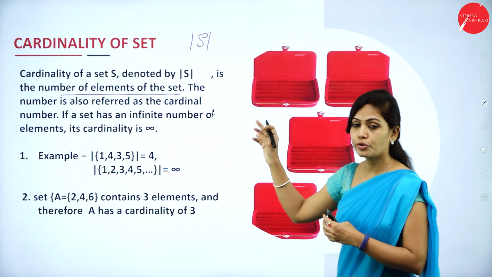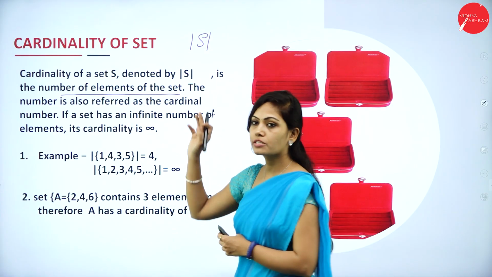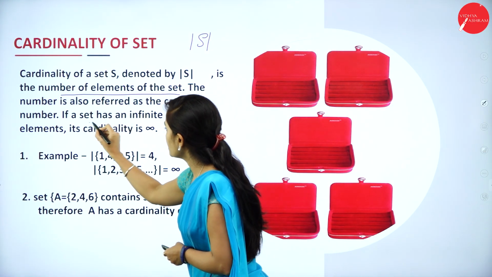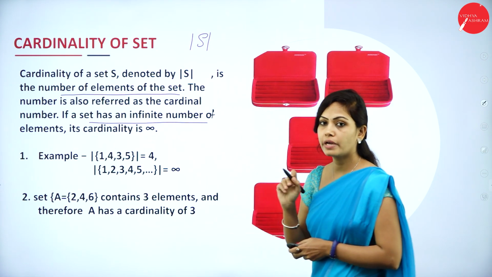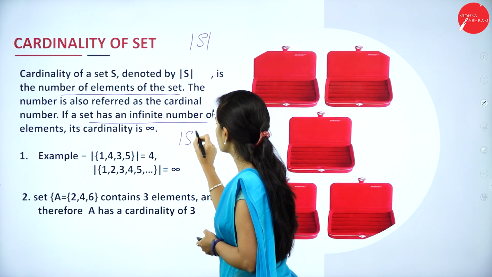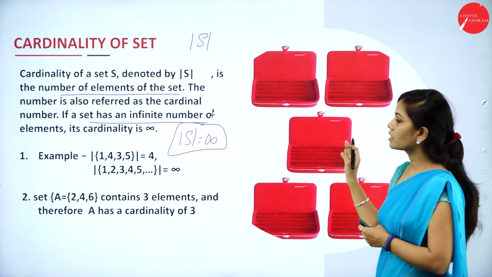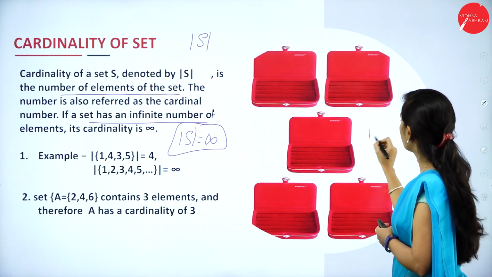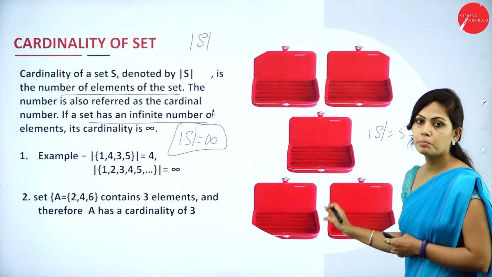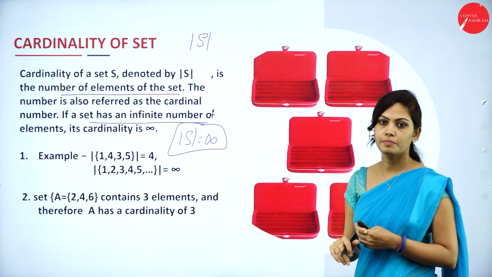The number of elements of the set is called the cardinality of a set. For example, if a set has an infinite number of elements, it is denoted by mod S is equal to infinity. So here I can write the cardinality of this set, mod S is equal to 5. We have 5 elements. This is called the cardinality of a set.